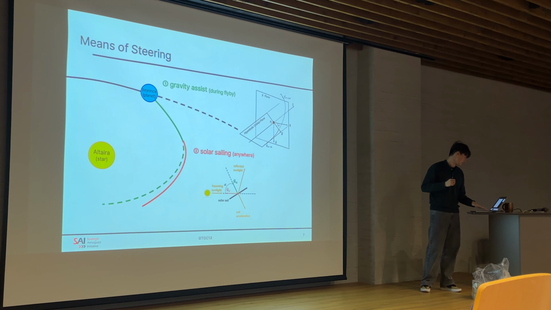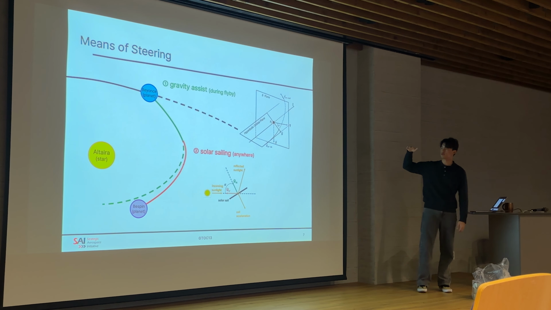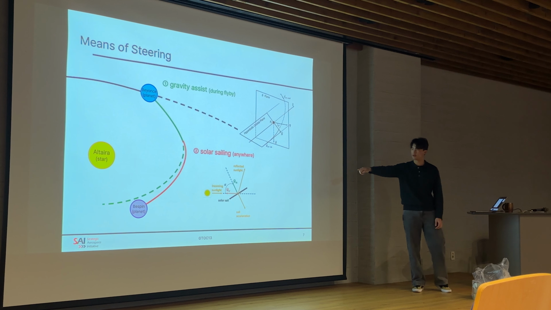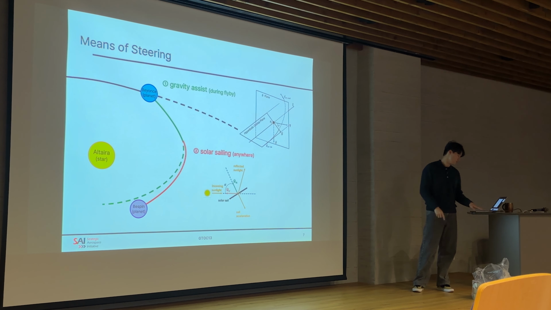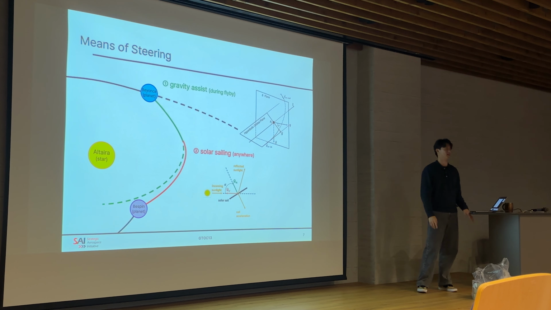So by using those 2 means of steering, what you want to do is to fly by the current planet and to target the next planet, shown here as Bespin, and to do that so on and so on. The names here, Beyonce and Bespin, are actually the names introduced by the JPL team as hypothetical names of those planets.